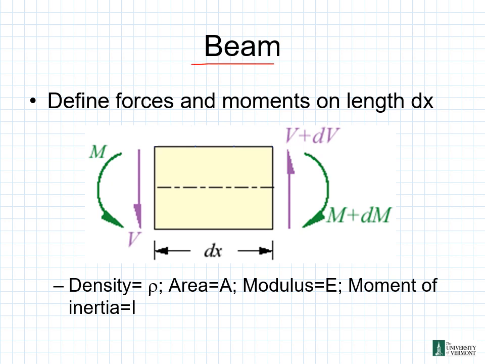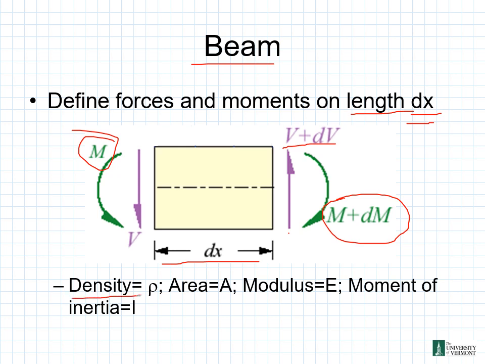So for our beam, we can define forces and moments on length dx. Down here we can see in our little diagram here's our dx right there. So along this length dx, we can see we have our shear, our V right there, and our shear on this side over here now, V plus delta V right there. We have a moment over here and a moment on this side of M plus dM right there, where if we look here, density is going to be rho, area is our A, modulus is our E, and our moment of inertia is given by the variable I.